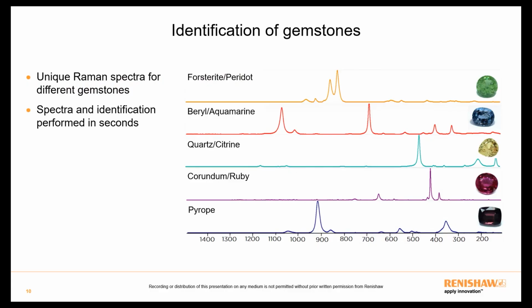Here we see a range of different stones and what the Raman spectra look like for the different materials. The combination of band positions for each spectrum is unique and objective. The Raman spectra are usually collected in just a few seconds for these types of materials.